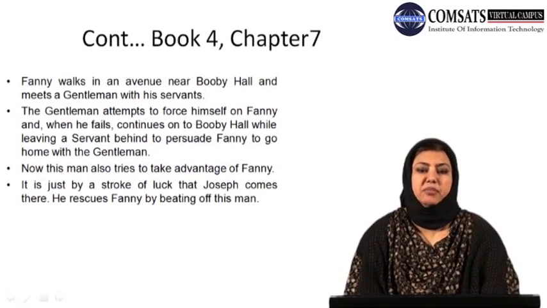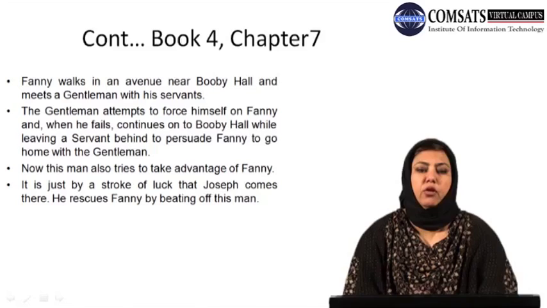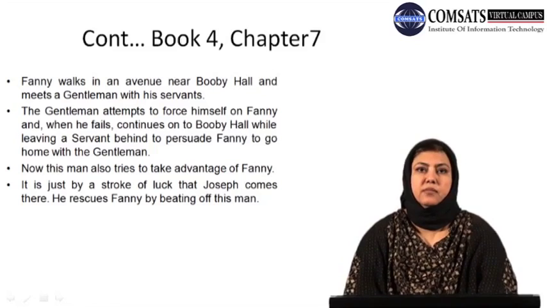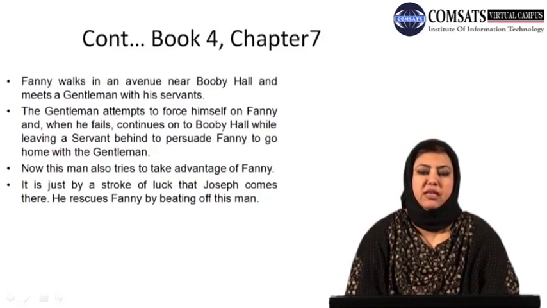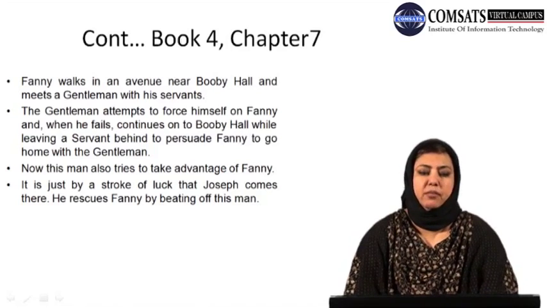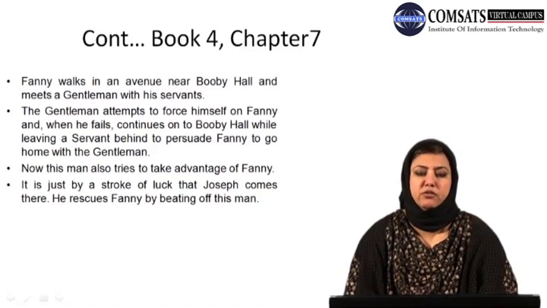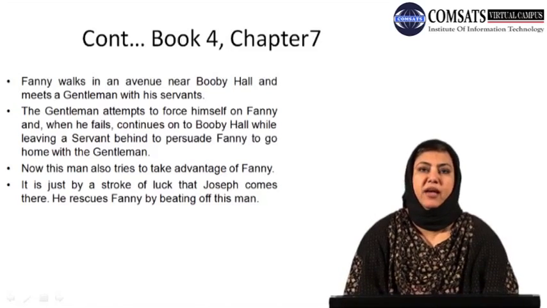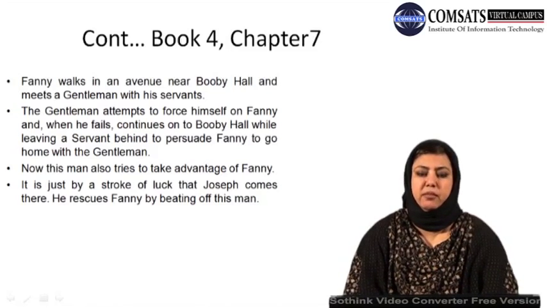Continuing on what happens in chapter 7 of this book, I would say that Fanny walks in an avenue near Booby Hall and meets a gentleman with his servants. Now this gentleman attempts to force himself on Fanny, and when he fails in doing so, he continues on to Booby Hall while leaving a servant behind to persuade Fanny to go home with the gentleman. Now this man, the servant who is left there, he also tries to take advantage of Fanny, and it is just by a stroke of luck that Joseph comes there and he rescues Fanny by beating off this man who is the servant of the gentleman.